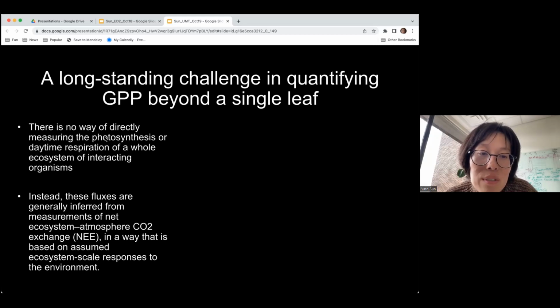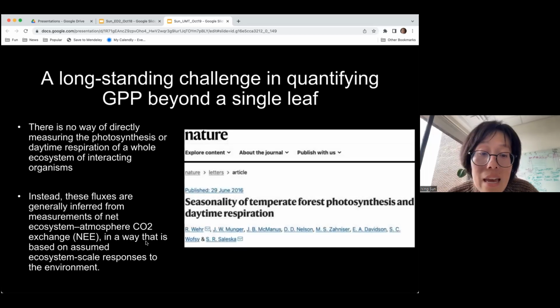However, the issue is that there's no way to directly measure that, even beyond the single leaf, but we want to know the global budget. So right now, the currently considered gold standard is that we try to partition the directly measurable NEE, that is net CO2 exchange between the atmosphere and the land, into the component fluxes, which are GPP, or photosynthesis, and respiration. I'm going to show you the equation later on.